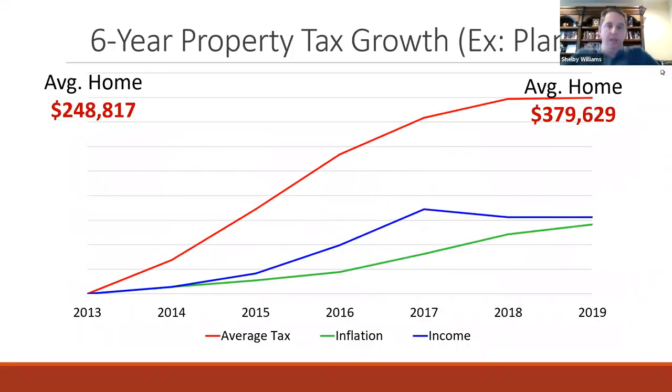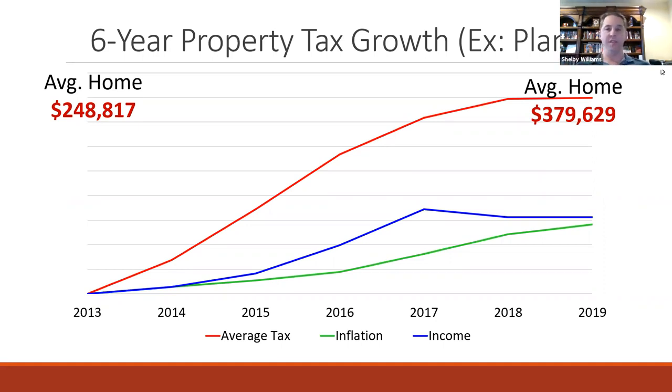So let's take a look at 6-year property tax growth using Plano, the city of Plano, as an example. This does not include Plano ISD or Collin County or anything else, just the city of Plano's share. Back in 2013, the average home value was just shy of $250,000. Today, we've had an explosion. North Texas is booming and has been for a number of years. So property values have skyrocketed, giving us an average home value now in Plano of just a hair under $380,000.